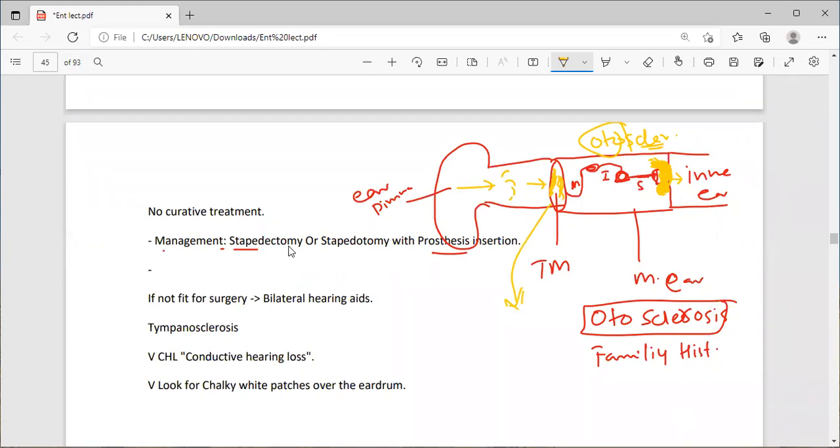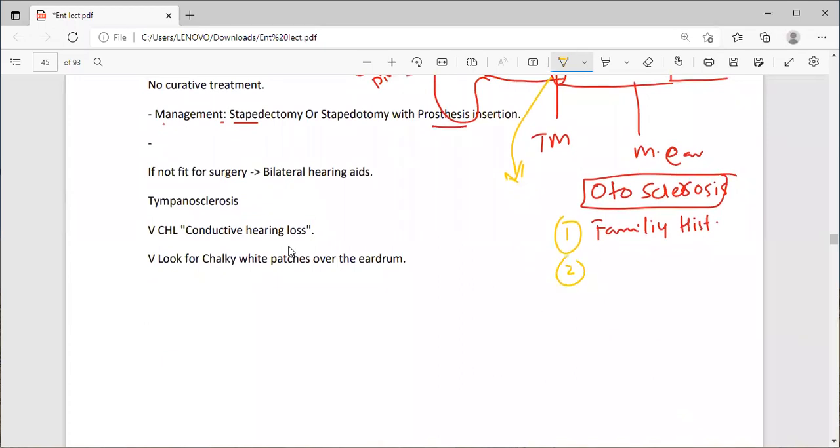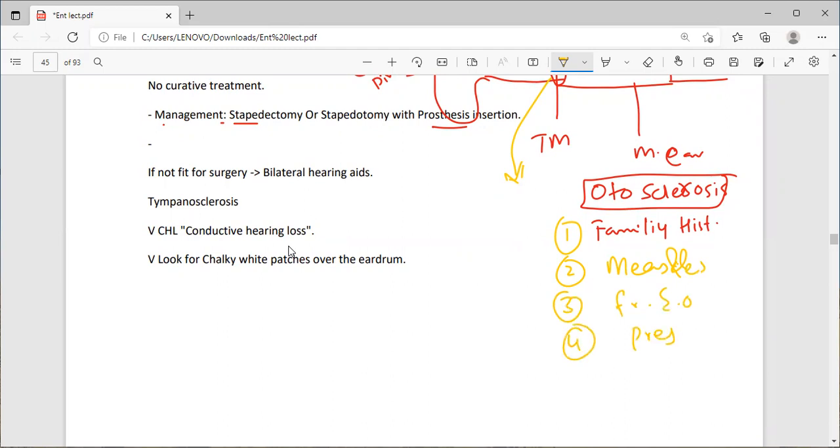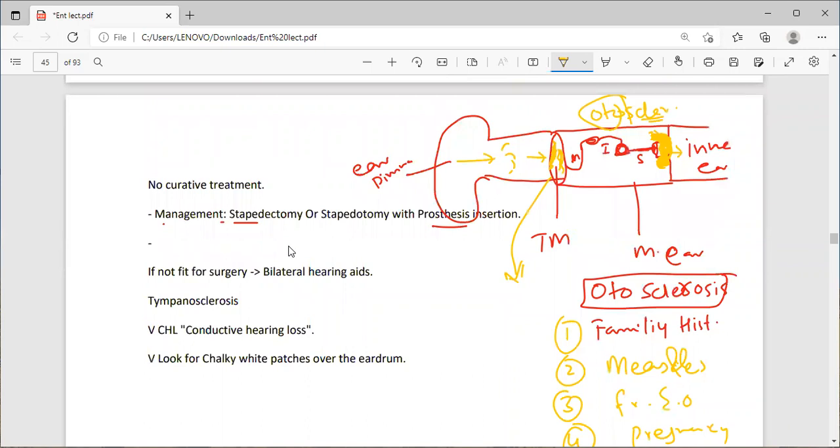Now the first thing is family history, which is most important. The second thing is measles. Patients who have measles or are recovering from measles might have this problem. The third thing is fracture of the ear ossicle. Some fractures of the ear ossicle can lead to otosclerosis. And lastly, pregnancy. Pregnant women somehow develop otosclerosis. They are on the verge of it, and they have a risk of otosclerosis.